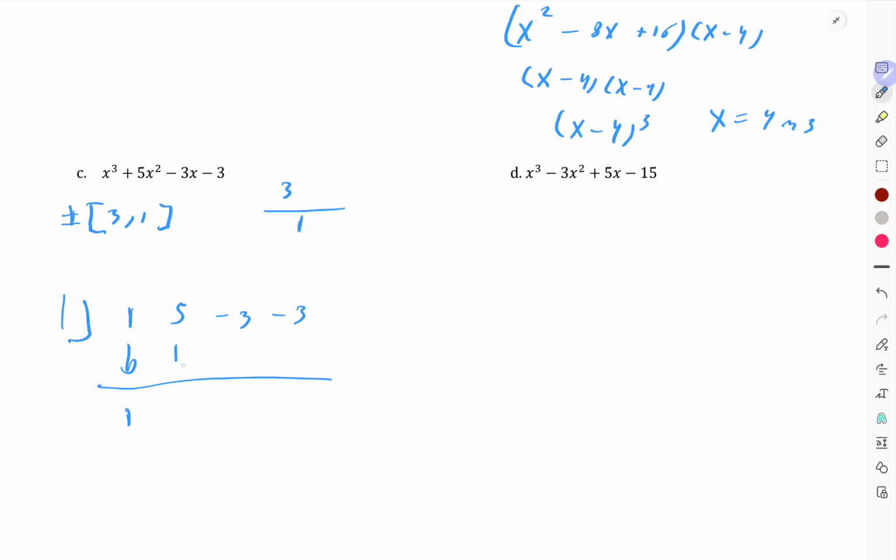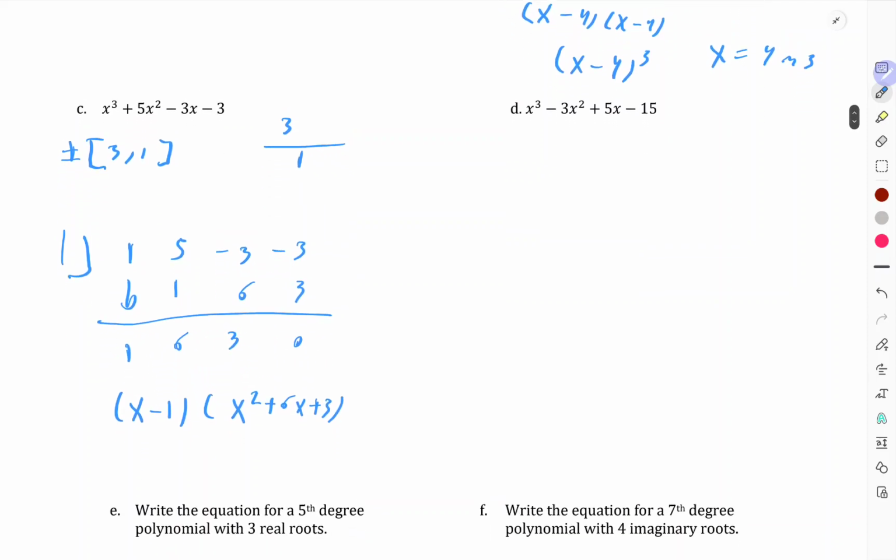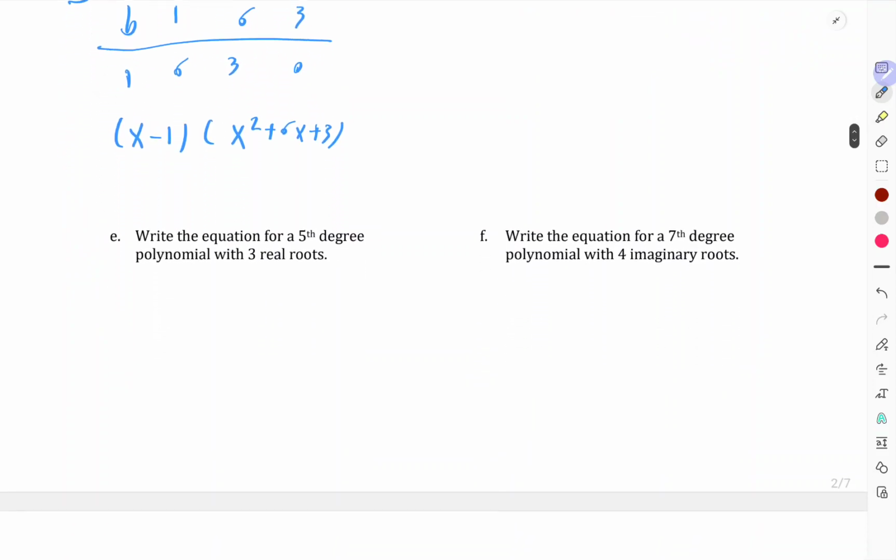We got 1. We got 5. We got 6, 6. We got 3. We got 3. There we go. Okay, so our factor is actually x minus 1, and then we also got x squared plus 6x plus 3. And I can't factor that further. You kind of get it. You get what this is about, right?